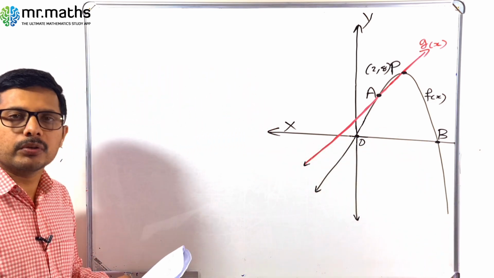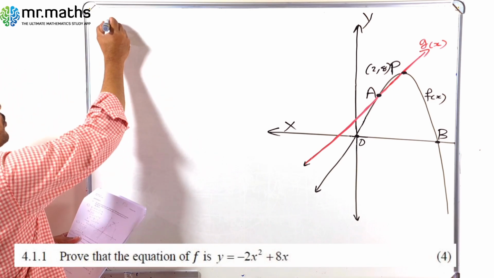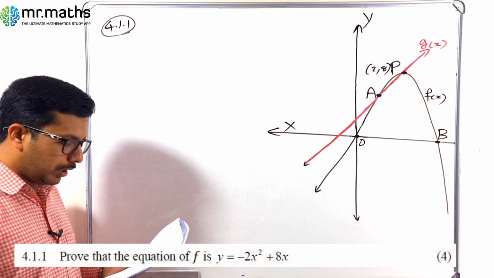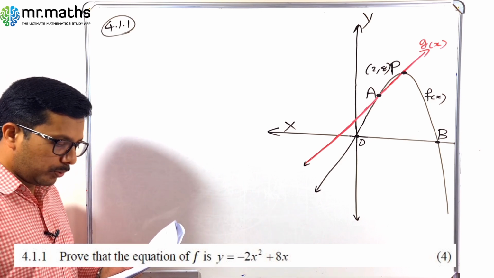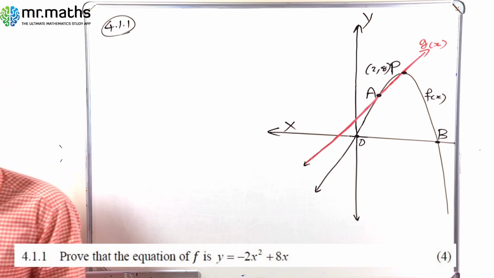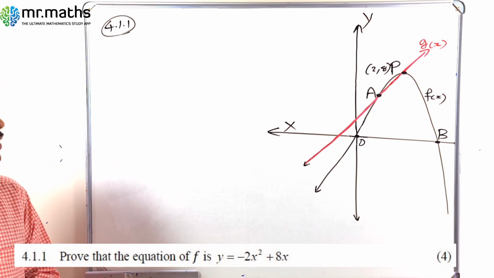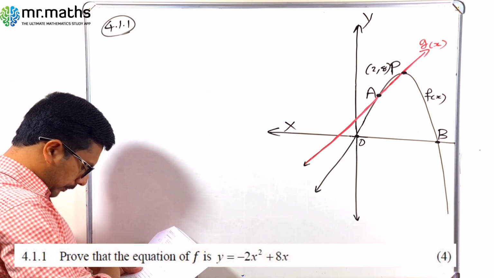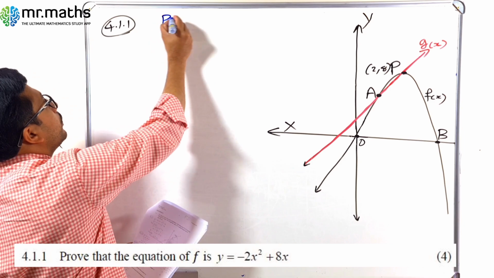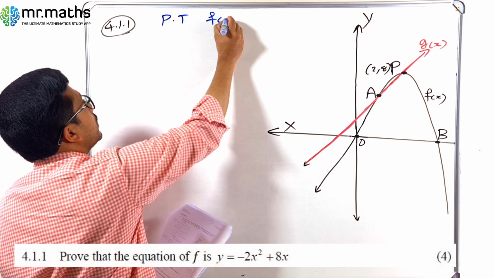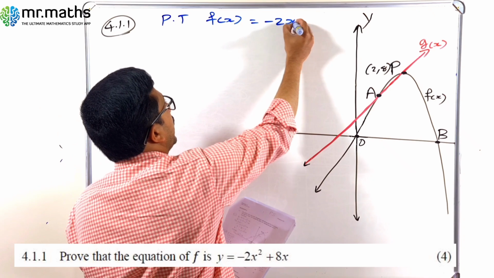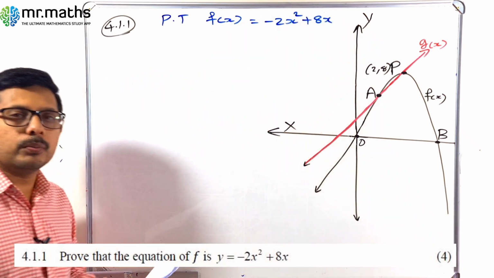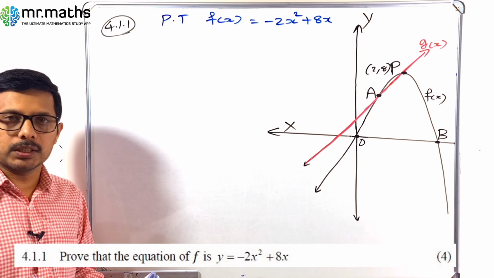Now based on this one we have to answer the remaining questions. What is the first question? 4.1.1. Prove that the equation of f is y is equal to minus 2x square plus 8x. So you have to prove that f of x is equal to minus 2x square plus 8x. This is what you want to prove.